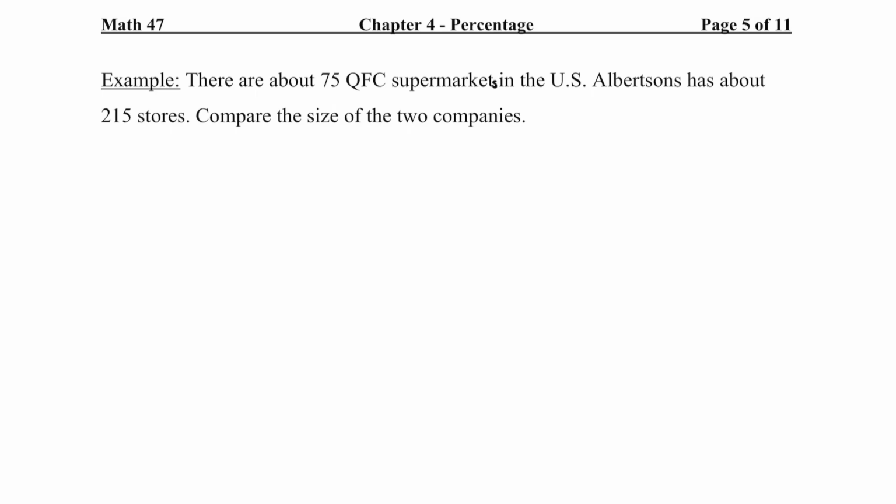First, let's use the absolute difference. Albertsons has about 215 stores and QFC has about 75. To find the difference, I'll take 215 subtract 75, which is 140. If using the absolute difference, I know that Albertsons has 140 stores more than QFC, or QFC has 140 stores less than Albertsons.